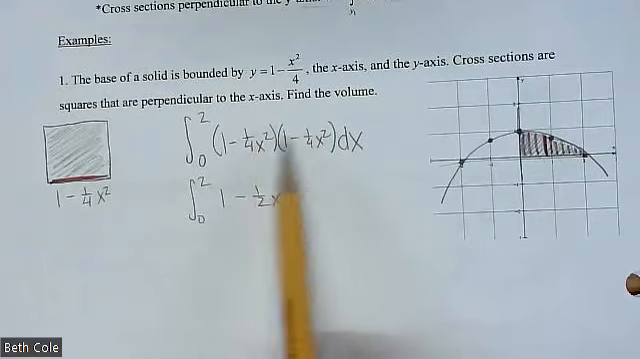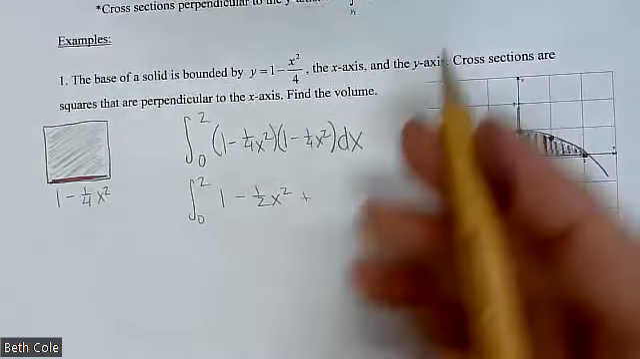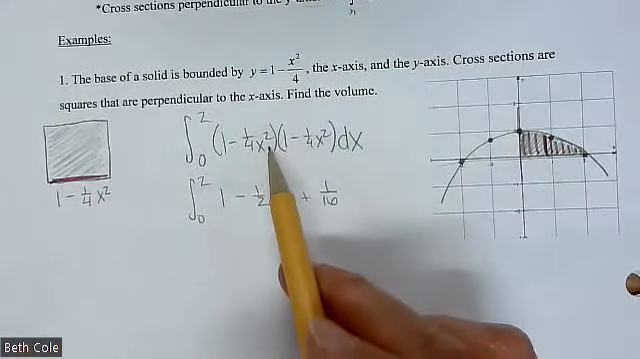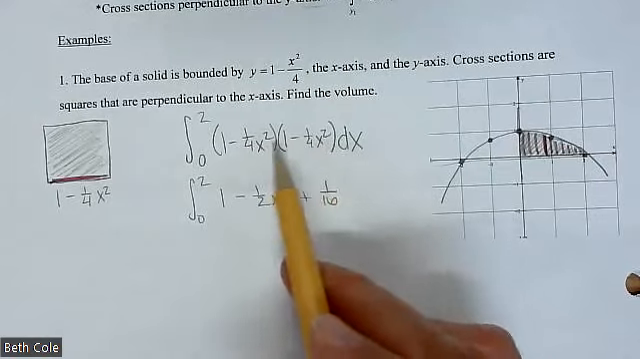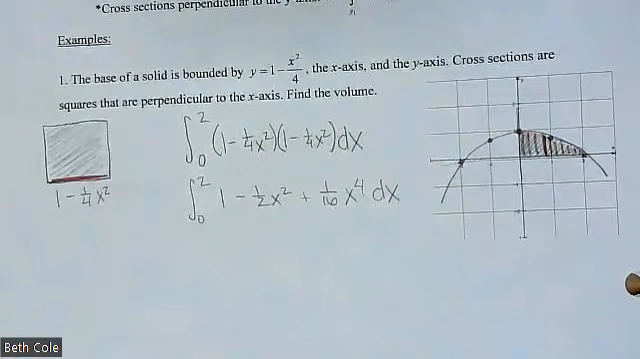And then when you multiply these, negatives are going to cancel. Fourth times a fourth would be a 16th. And then it would be x to the what? Fourth. Good. Antiderivative, upper boundary minus lower boundary, and that's your answer.